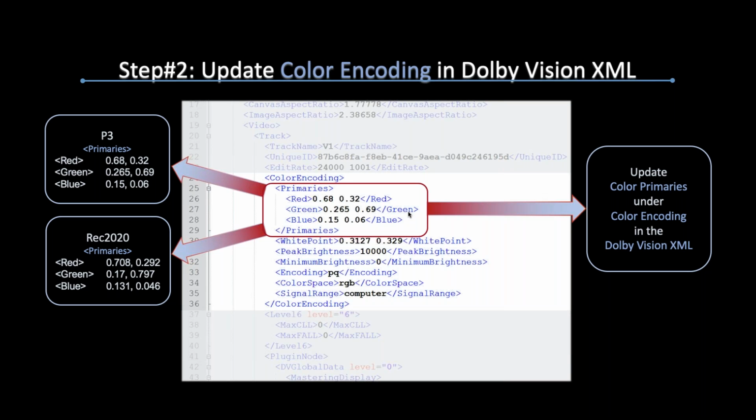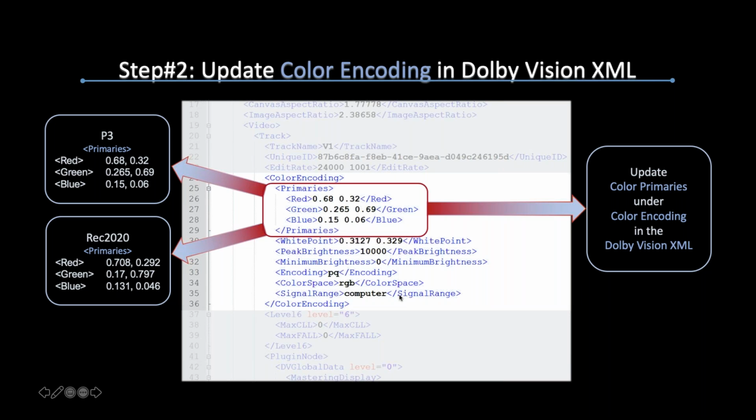Now, when you send this pair, you have to make sure that the color primaries inside the XML match your render. And the primaries I have listed here, it's easy to find. These are the P3 primaries. So if you're delivering a P3 render, you must make sure these numbers show up inside the XML. If you're delivering 2020, make sure these are the numbers that you see inside the XML.